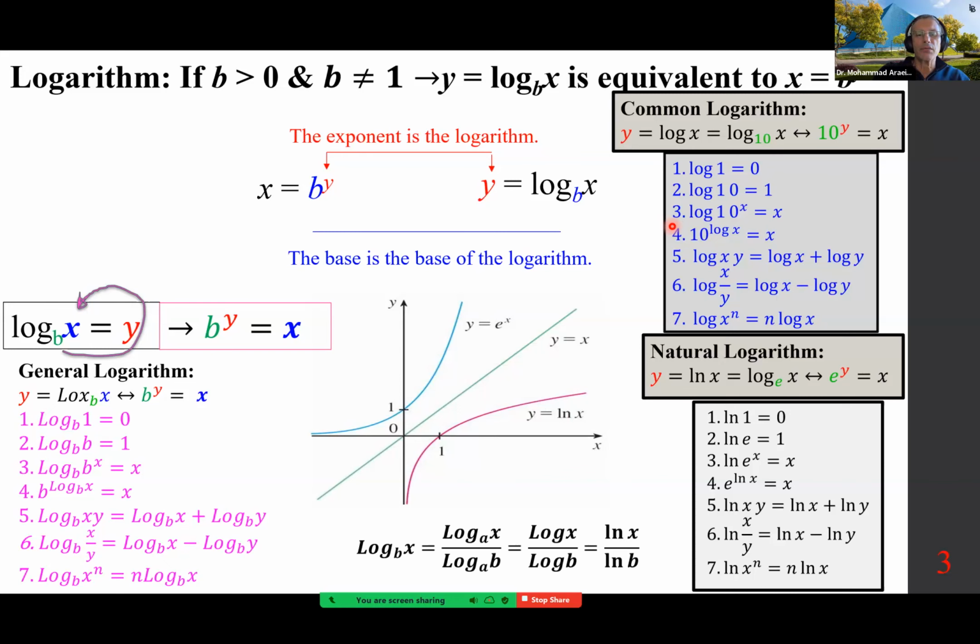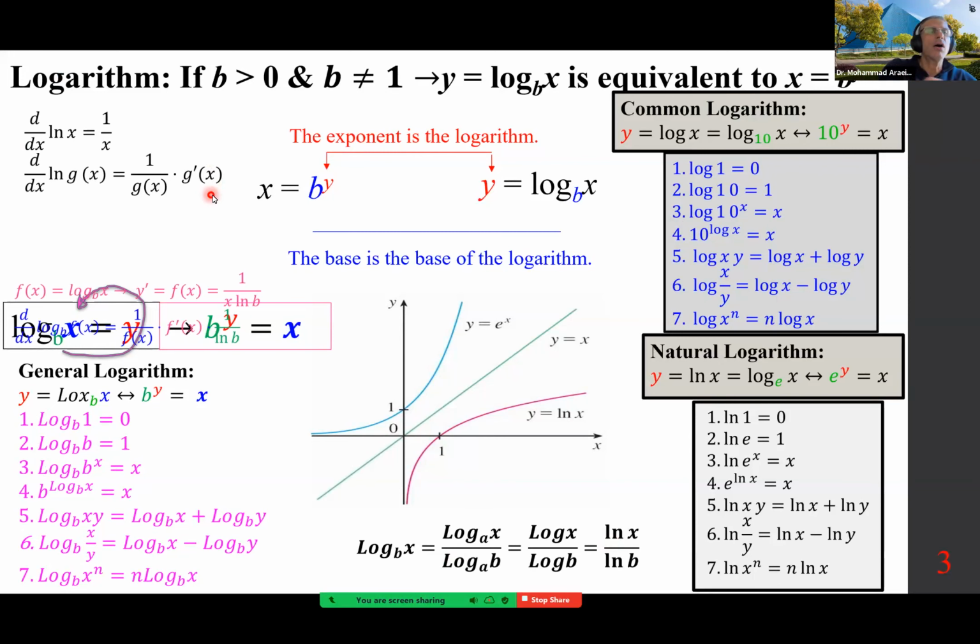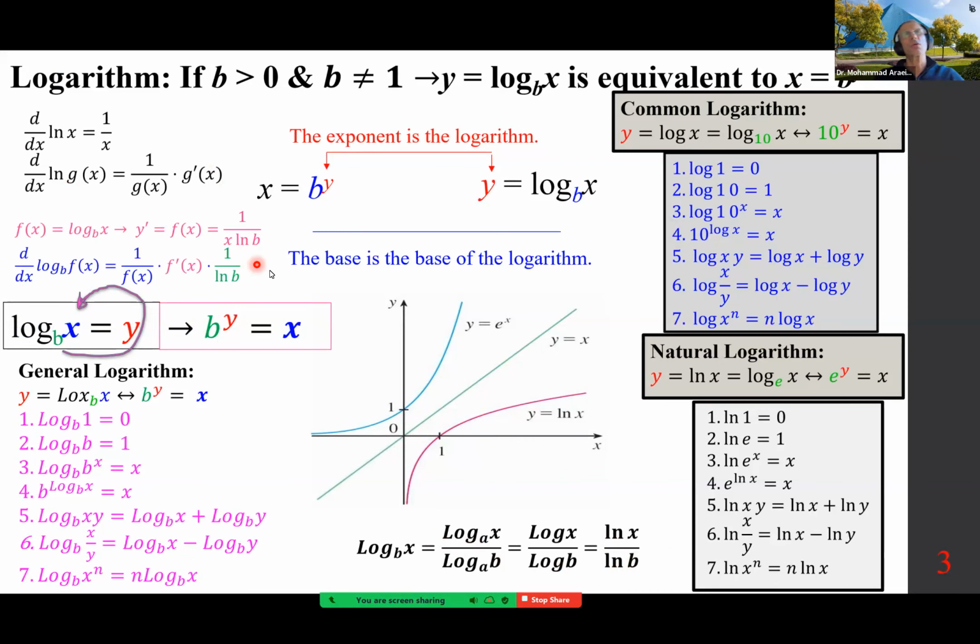Here's the change of base formula. The general format when we want to take a derivative of a log: if the base is e, just flip it over, and if need be, by the chain rule, multiply by g prime of x. However, if the base is not e, using the change of base formula, we also need 1 over ln b.